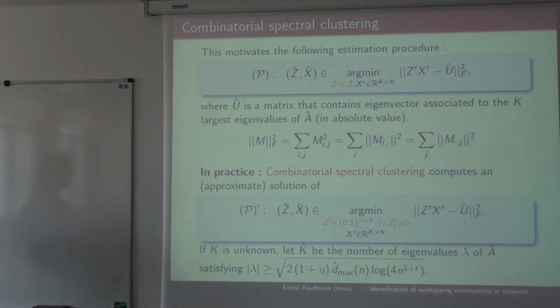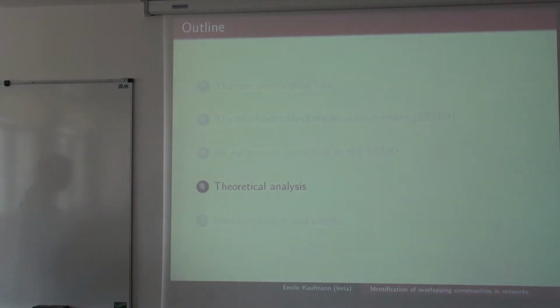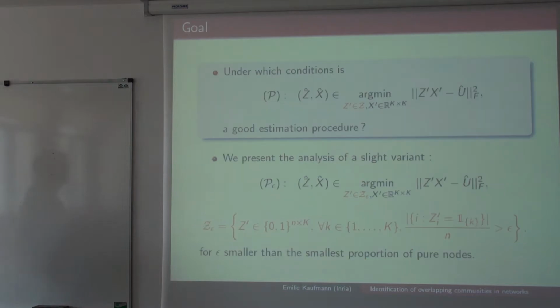So it is really an adaptive way of choosing which eigenvectors to keep in the algorithm if you don't know K. So what I'm going to do first is to explain to you why this procedure is working, to give a kind of theoretical analysis of the estimation procedure I just introduced.